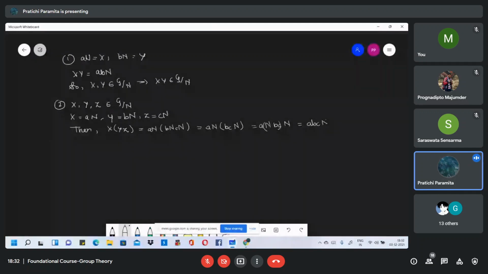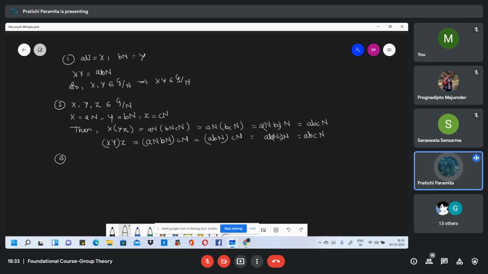Similarly, xyz is nothing but aN, bN, cN. This is nothing but abN, cN, and this will be abcN. So I have proved associativity.